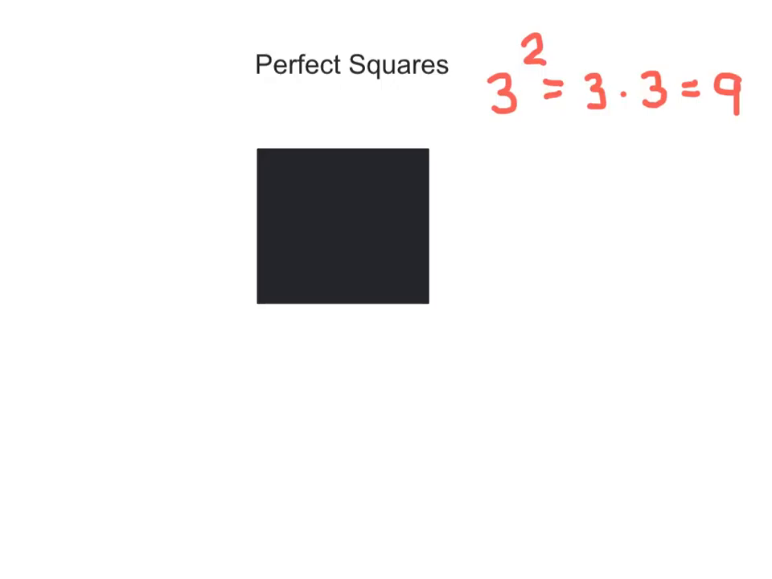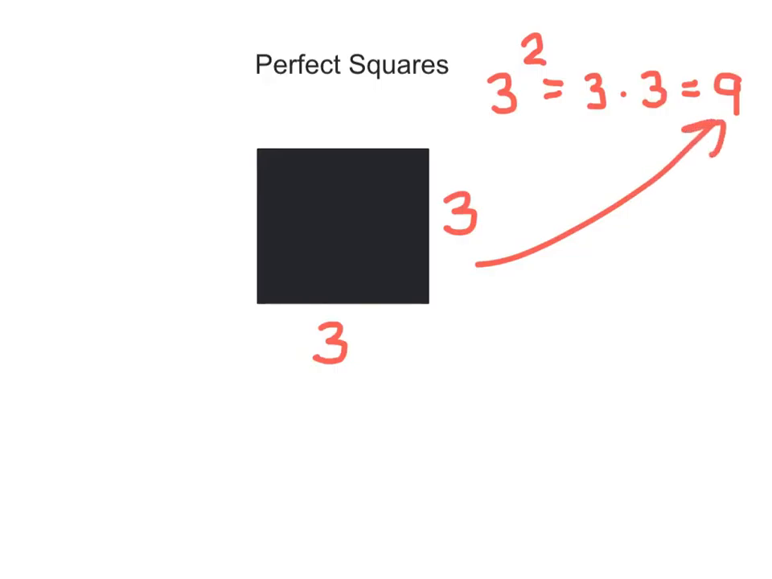Geometrically, this multiplication can be represented as a square. If I had a square shape that had a length of 3 and a width of 3, if I multiply 3 times 3, I would get an area equal to 9 square units.